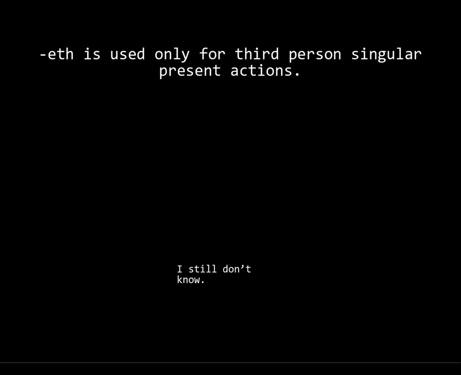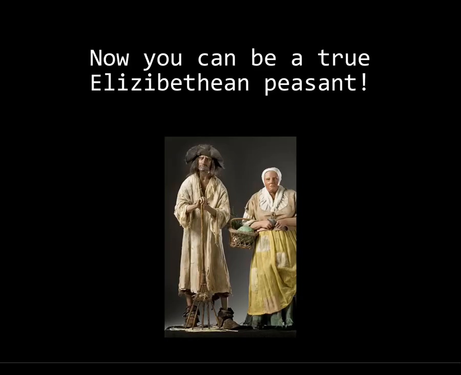But what about eth? Eth is only used for third-person singular present actions. It is used when the pronouns he, she, or they, singular, are used today. For example, he runneth, or she goeth. That's about it. Now you can be a true Elizabethan peasant.